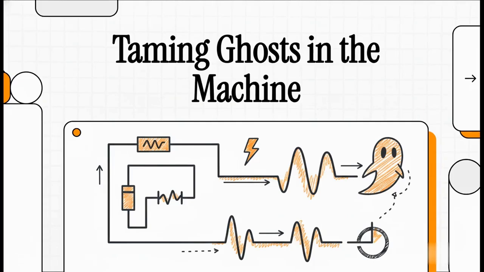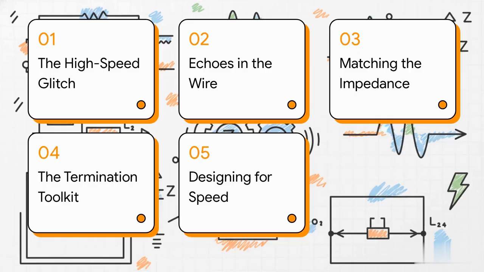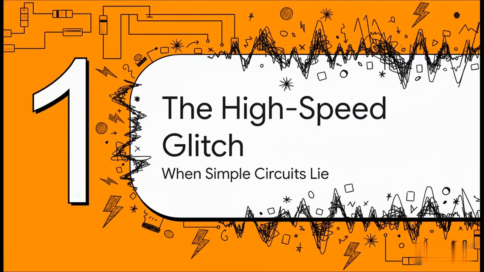Have you ever had a super fast piece of tech just glitch out on you for no apparent reason? Well, there's a good chance the culprit is this sort of ghost in the machine, a concept called impedance. And today, we're going to figure out how to tame it. So here's the plan. We'll start with those annoying high-speed glitches, then we'll dig into what's actually causing them, these echoes in the wires. And finally, we'll check out the cool engineering tricks used to get rid of them for good. All right, section 1, the high-speed glitch.